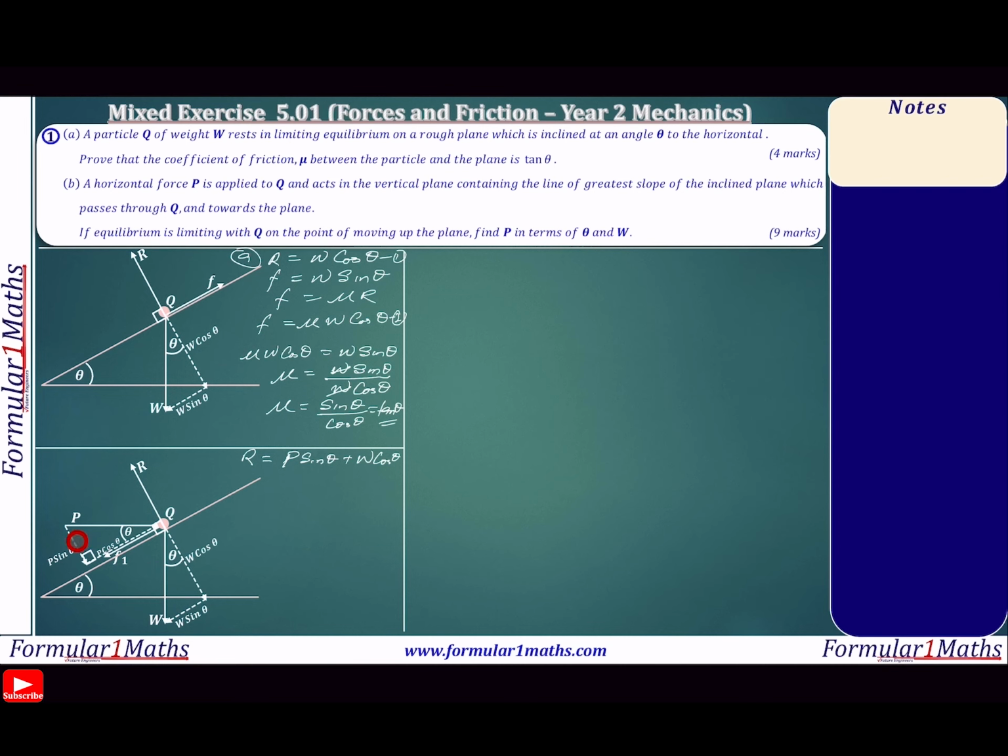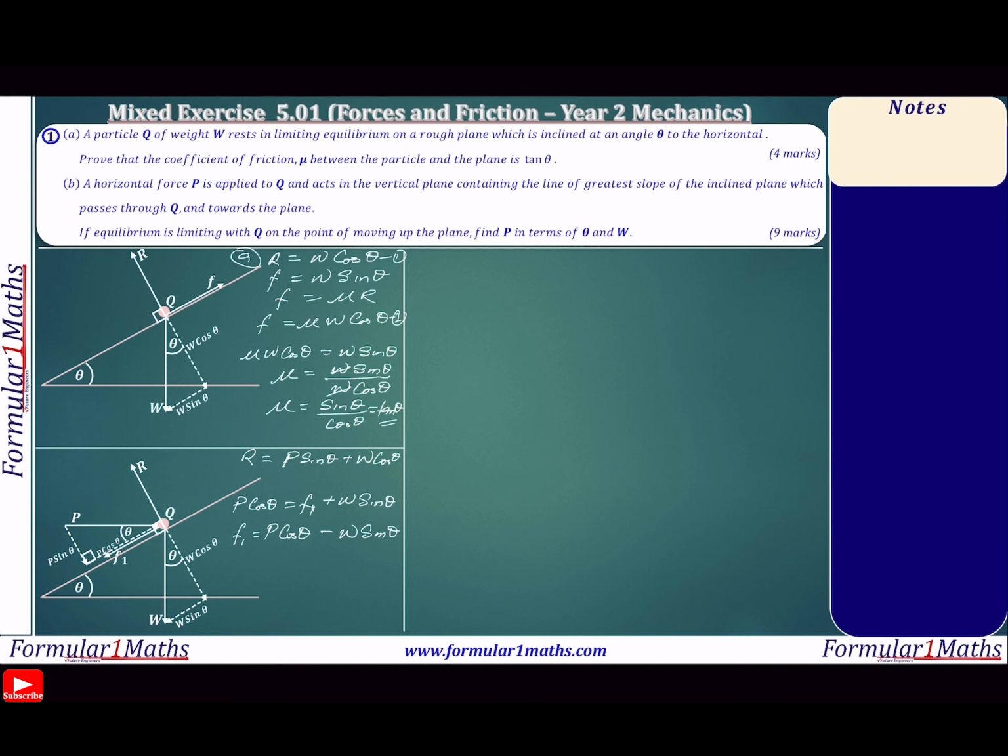Now, the forces acting parallel to the plane are also in equilibrium, and that means F1 plus W sin theta will be equal to the only force acting up the plane, which is P cos theta. And so we can write P cos theta is equal to F1 plus W sin theta. Now I'm going to rearrange this equation and make F1 the subject. So if I do that, I'm going to get F1 is equal to P cos theta minus W sin theta.